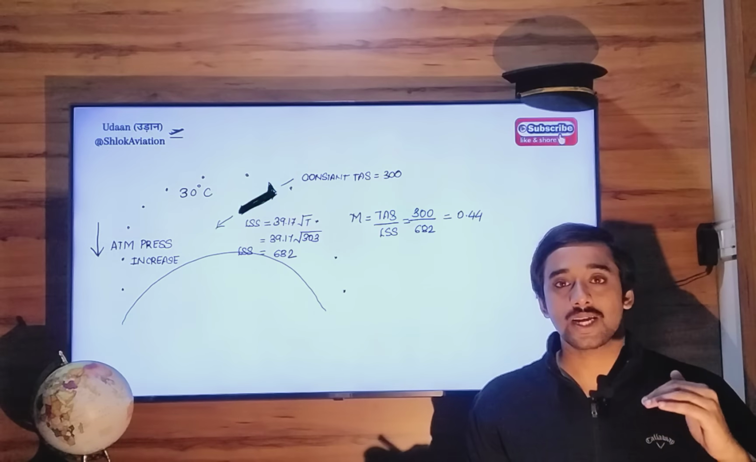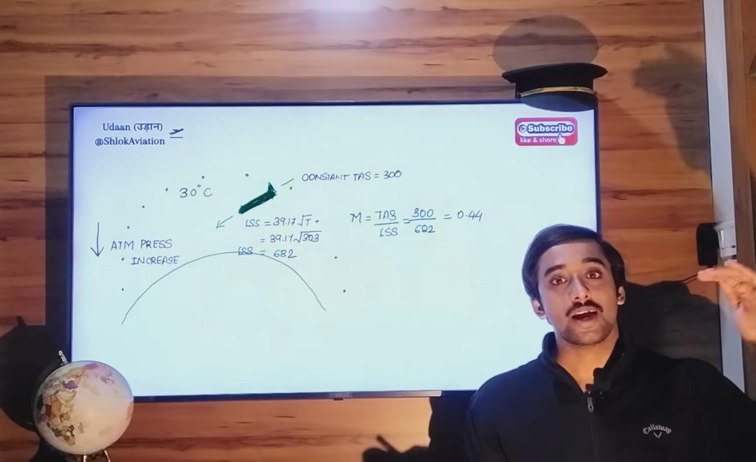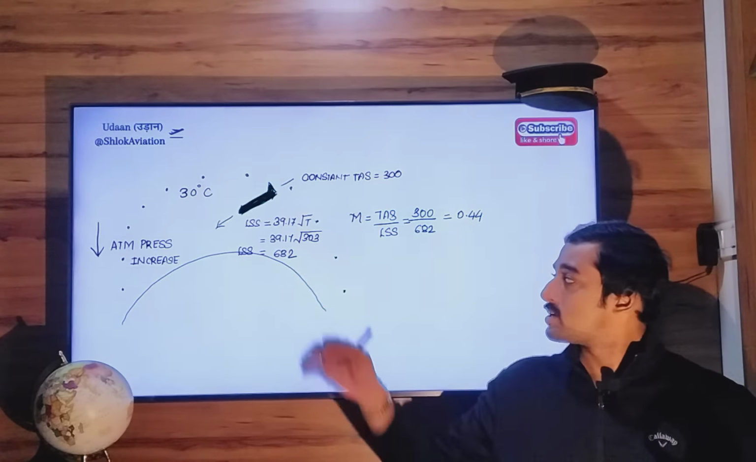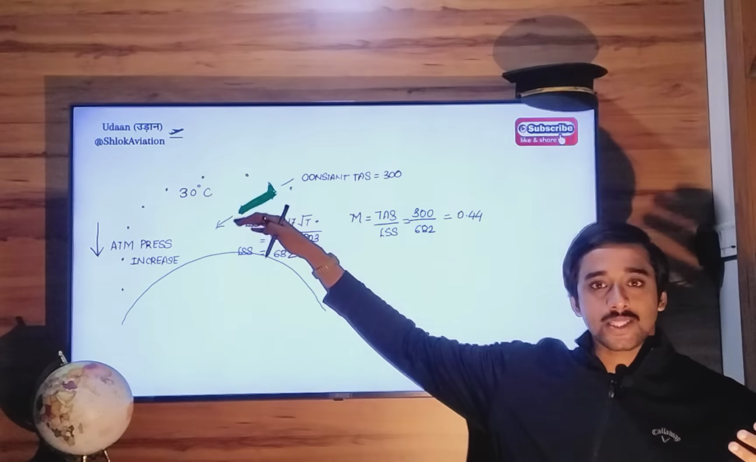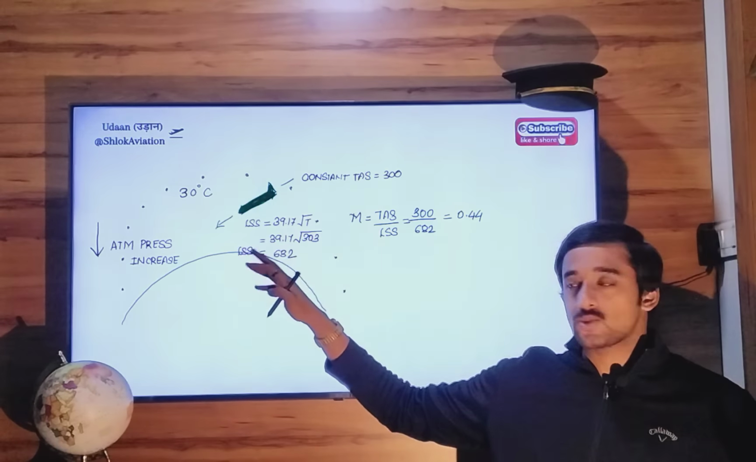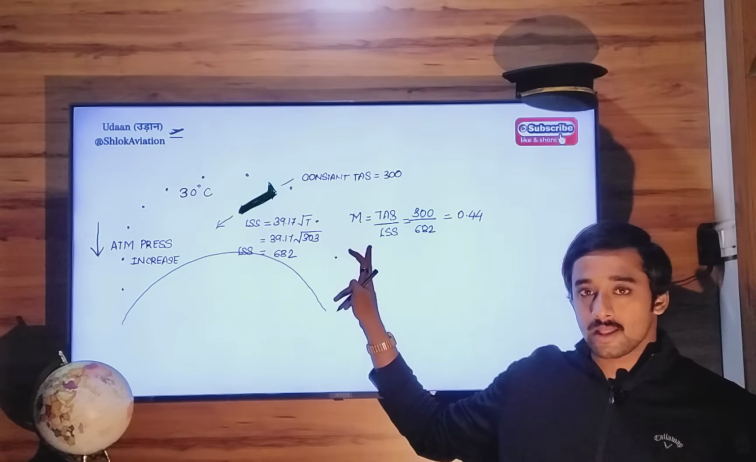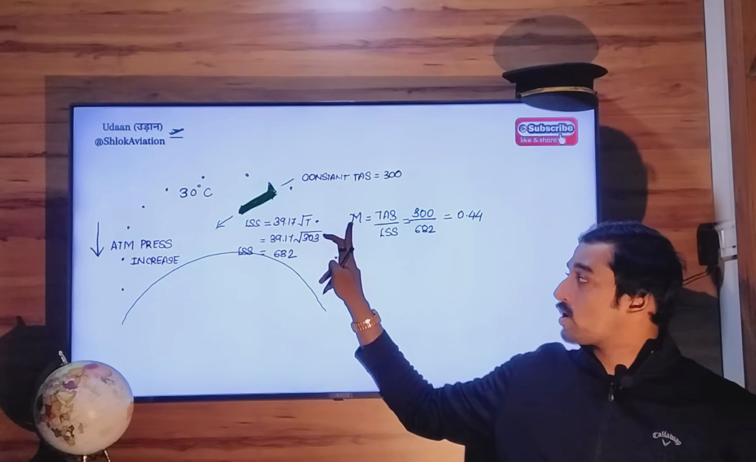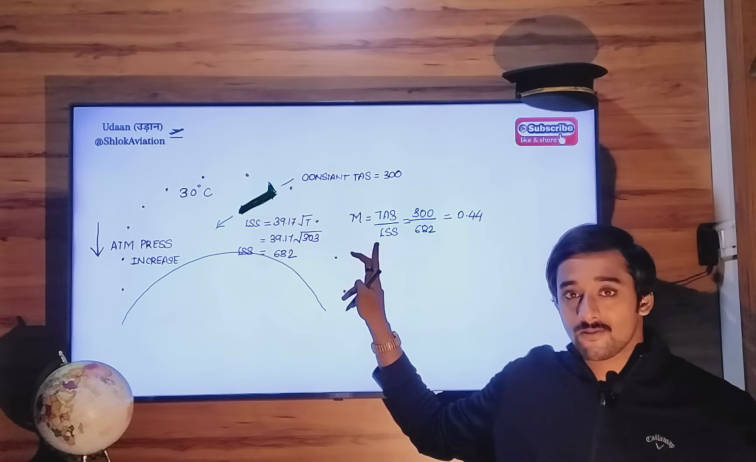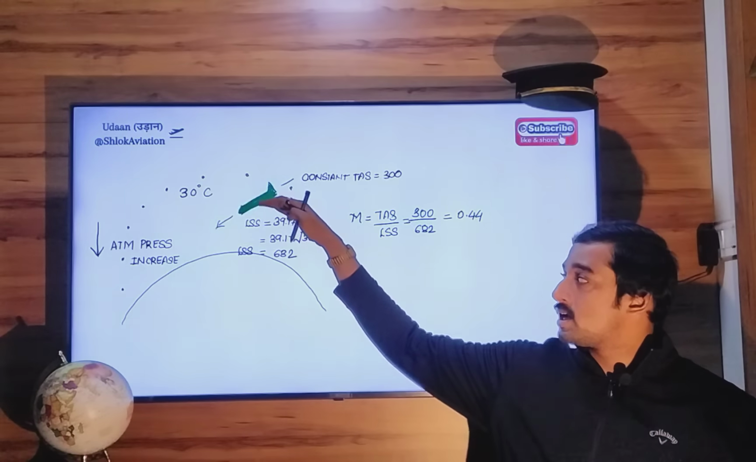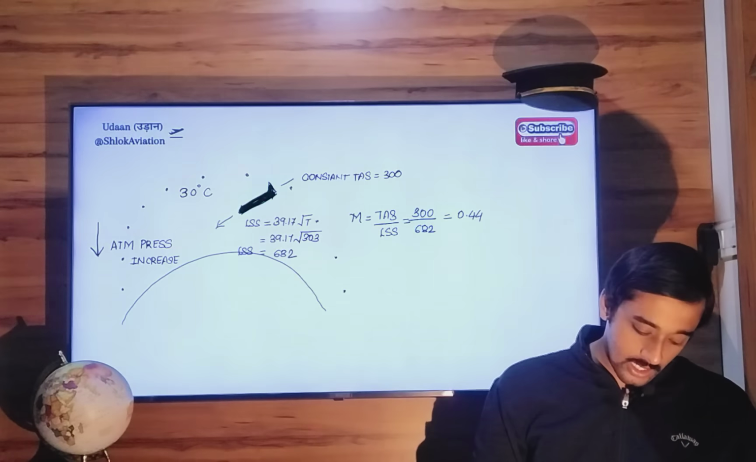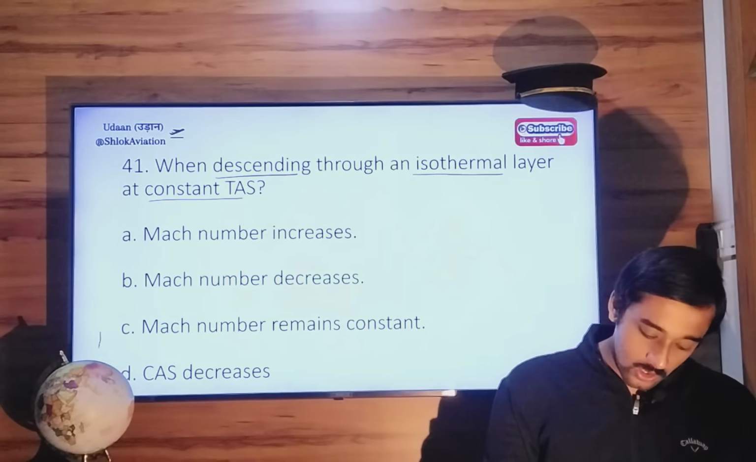Why? Because you are descending at constant true airspeed at constant local speed of sound. So local speed of sound is also going to be the same at any altitude. So that's why both these variables are going to remain the same, constant. So Mach number, which is dependent on both of them, will also remain the same. Okay, so the correct answer is Mach number remains constant.